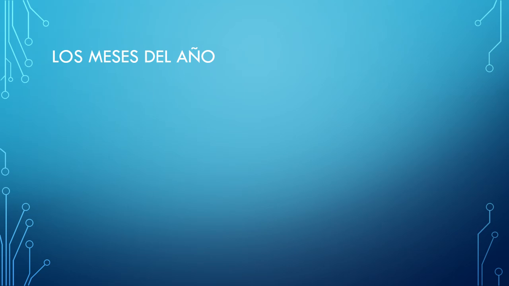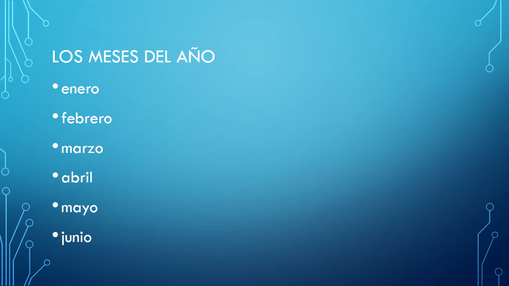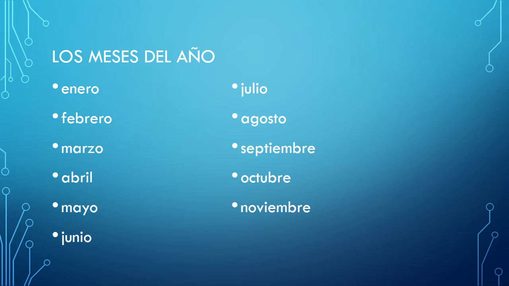All right, we're going to do them one more time just for practice. Repeat after me and we'll move on. Enero. Febrero, marzo, abril, mayo, junio, julio, agosto, septiembre, octubre, noviembre, diciembre. There you have it, los meses del año.